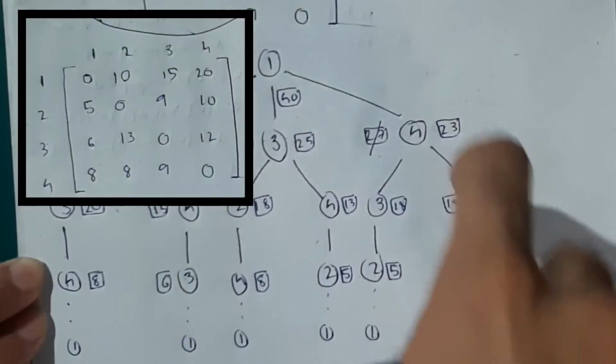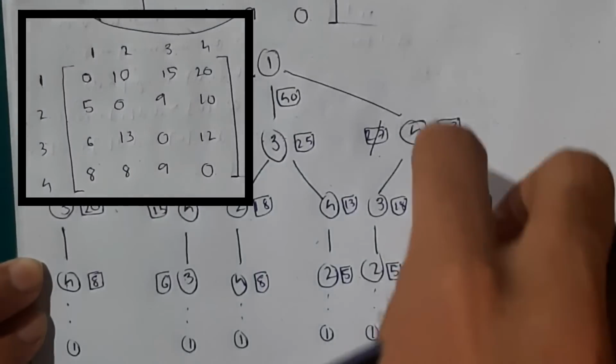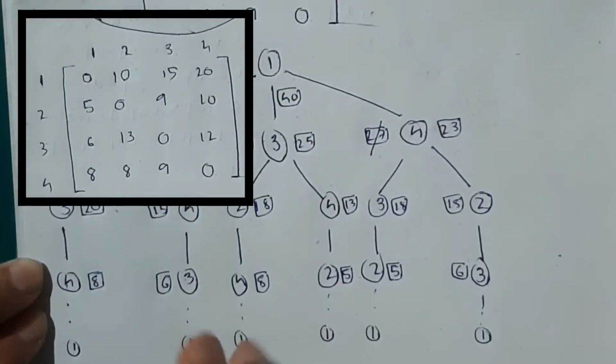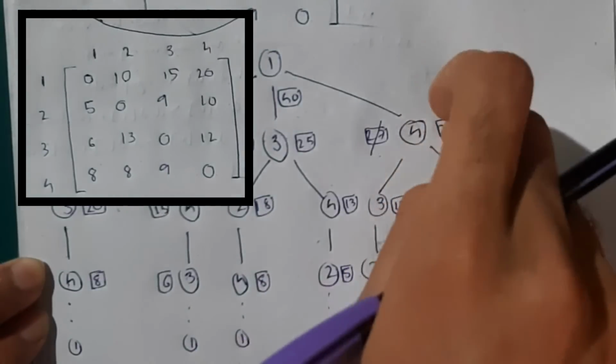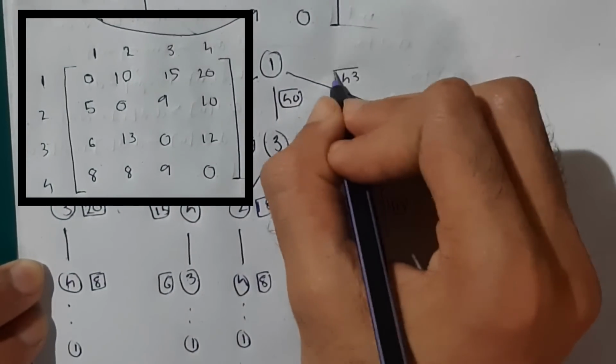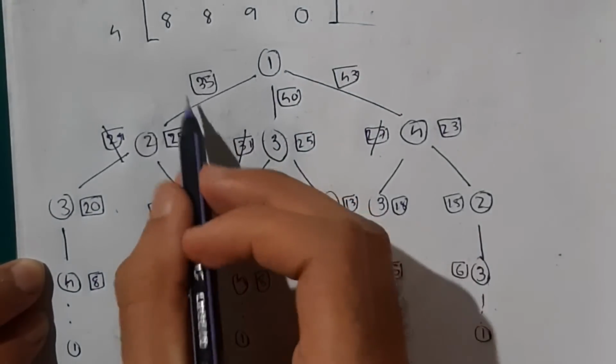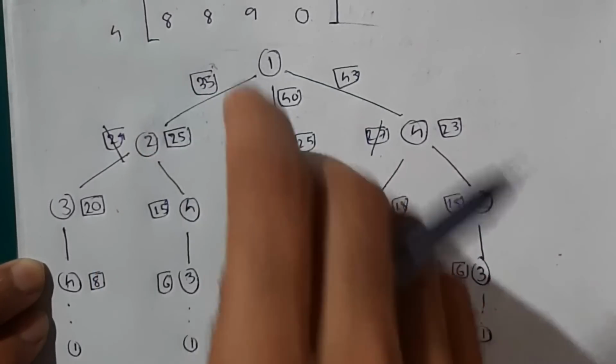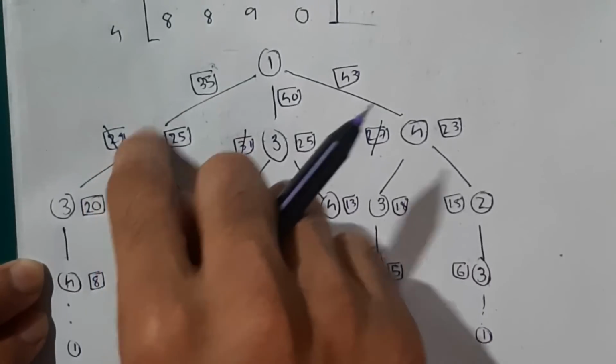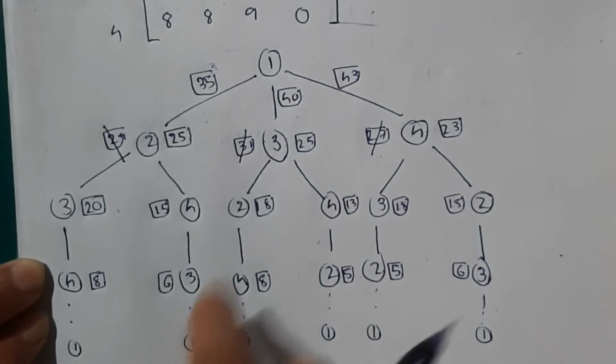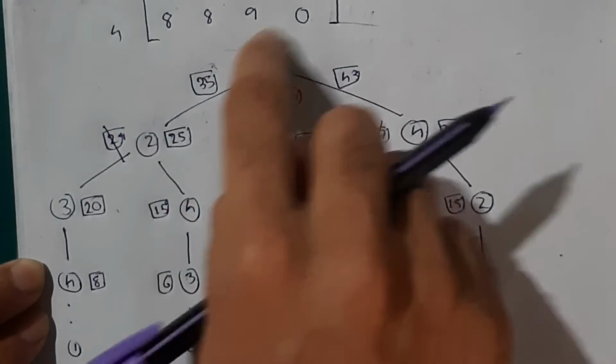And from 1 to 4 to this path is 23. So from 1 to 4 the cost is 20. 20 plus 23 is 43. We have three paths here, we have to choose the minimum one, which is 35. So the minimum path from here is this one, and from here the minimum path is this. So this is the most optimal solution for this problem.